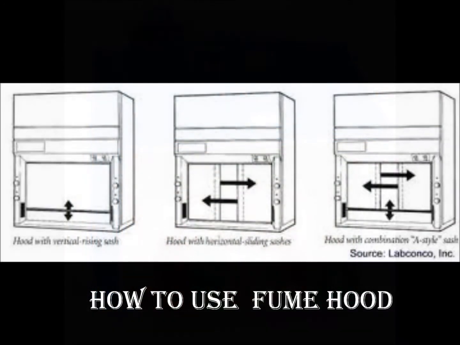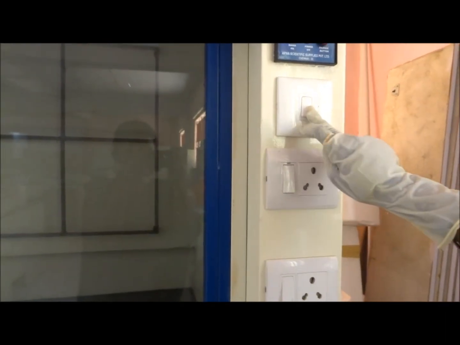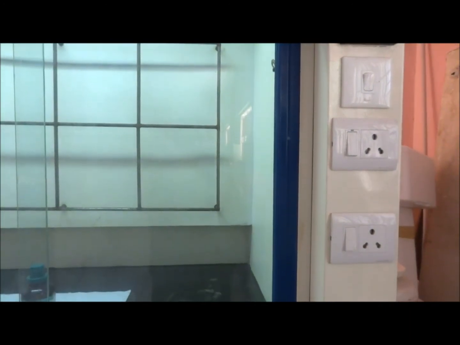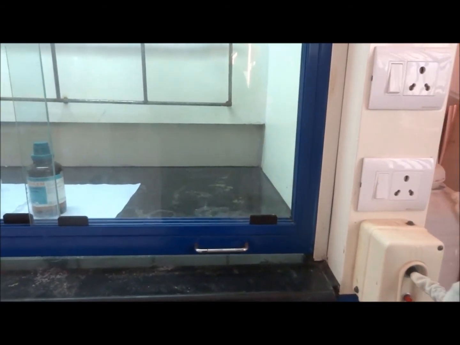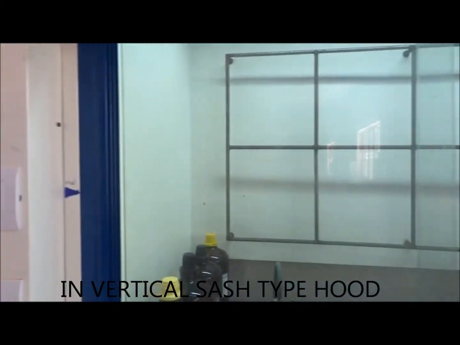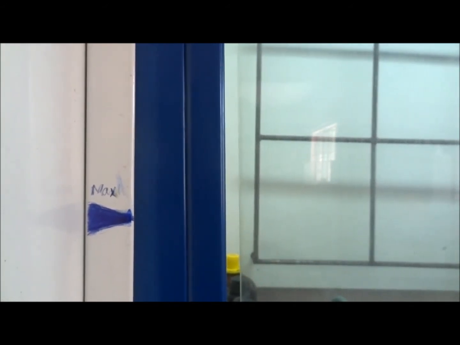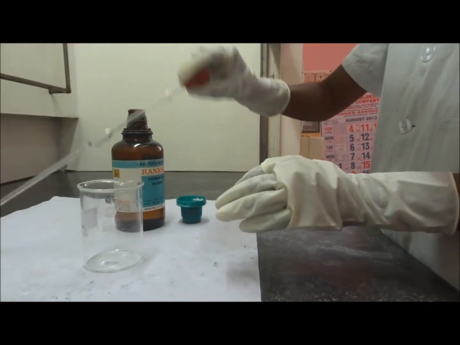How to use the fume hood. In any type of hood, first switch on the light and then the airflow. In a vertical sash type hood, open the sash vertically to an appropriate height, that is slightly below the maximum height. Always wear gloves and lab coats while working in the hood.